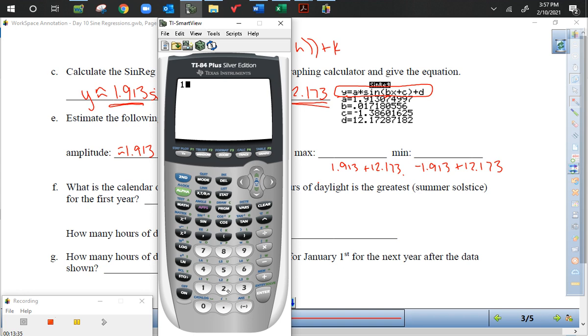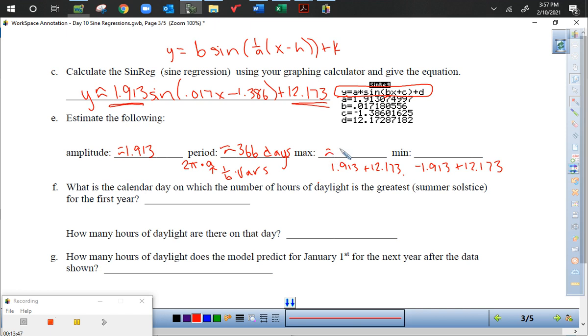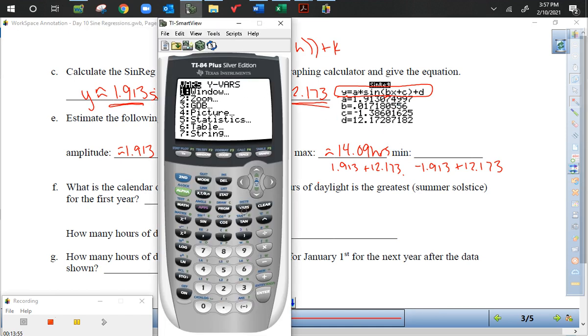Let me show you that with our numbers. So first up, 1.913, this is the rounded version, plus 12.173. We would call that 14.09 because we want to round to the same thing as the table, and that means hours. Well, in terms of VARS, what that does instead, so I'm going to statistics and the equation, I want to use the amplitude, so they called that A, and then I want to add the K value, and for us that is D with the equation.